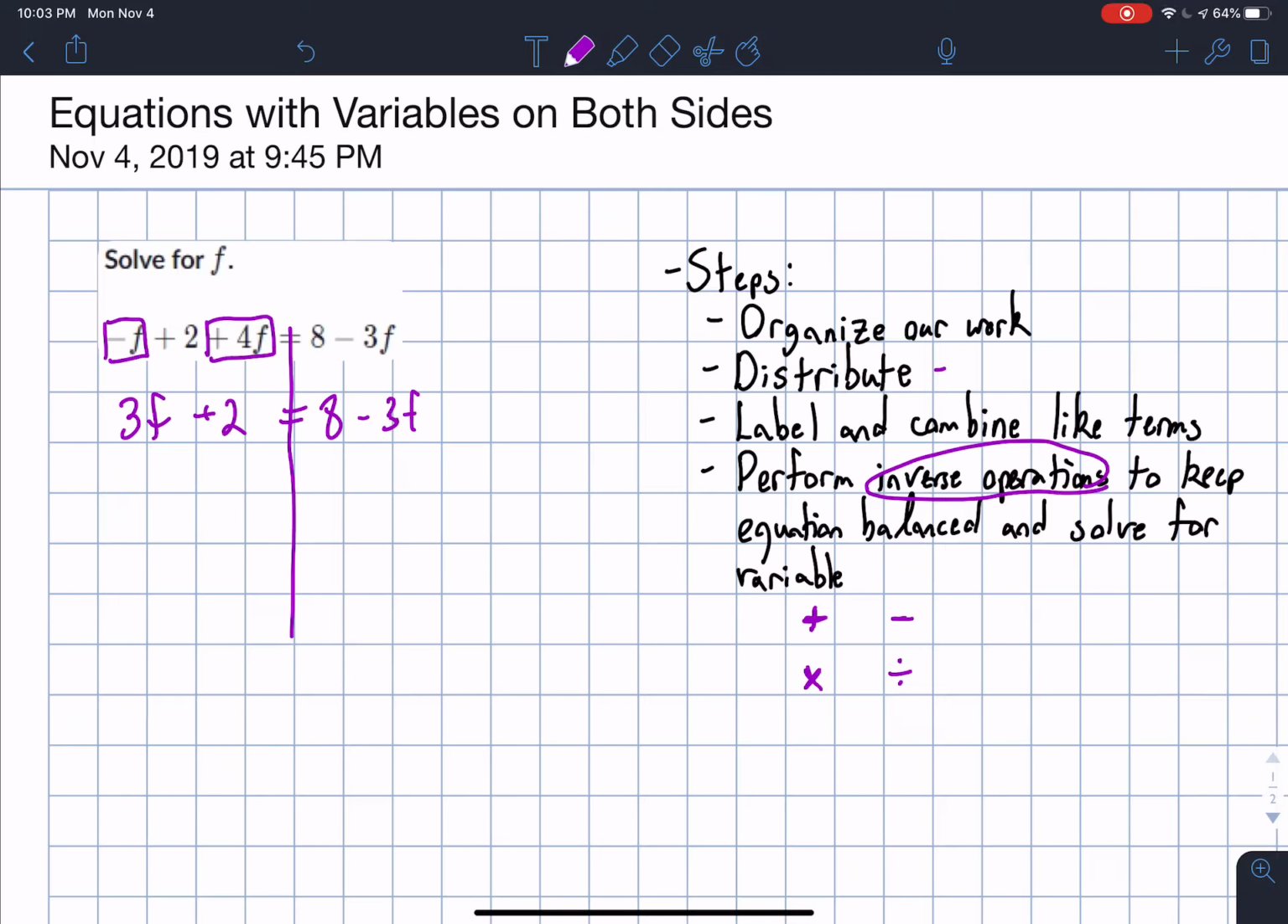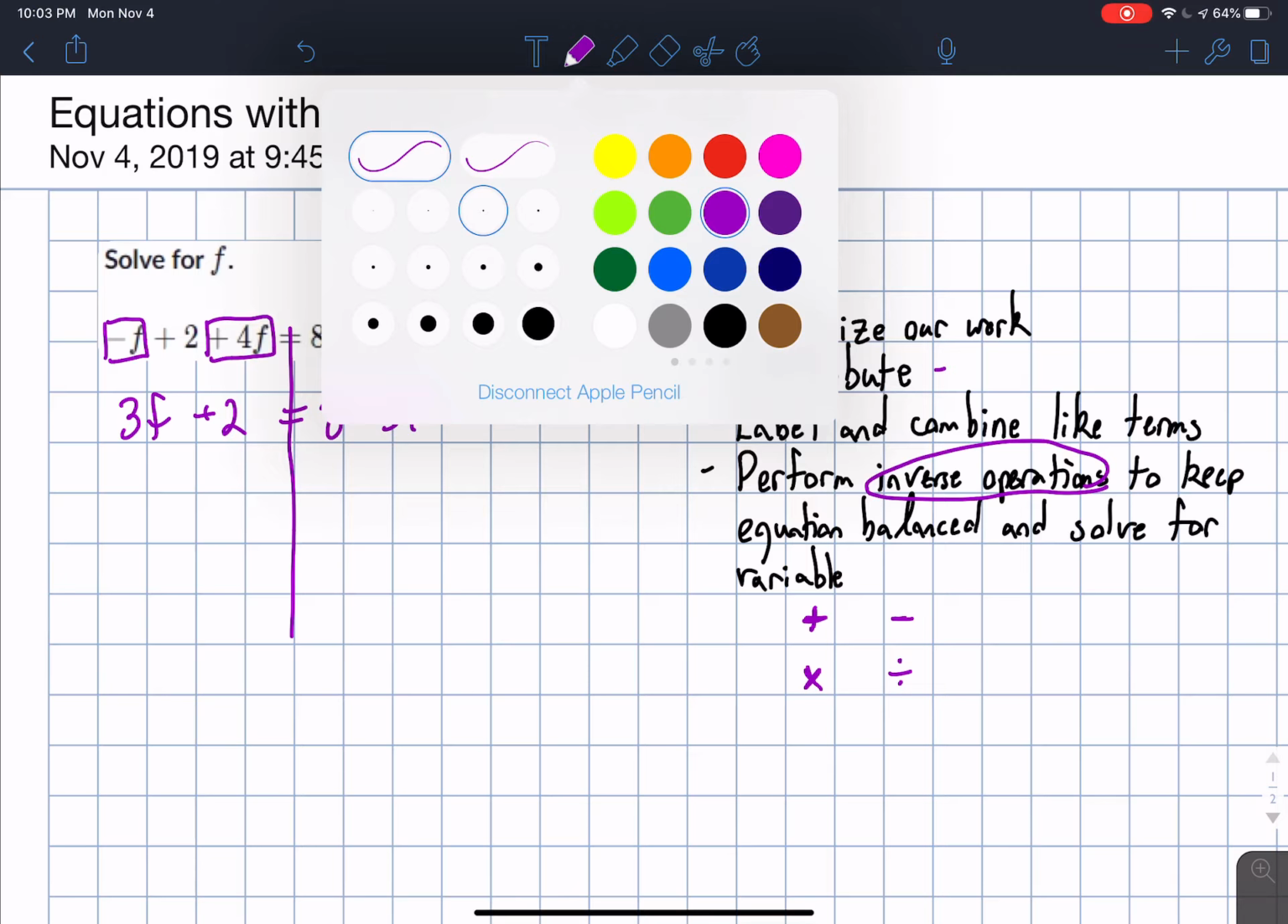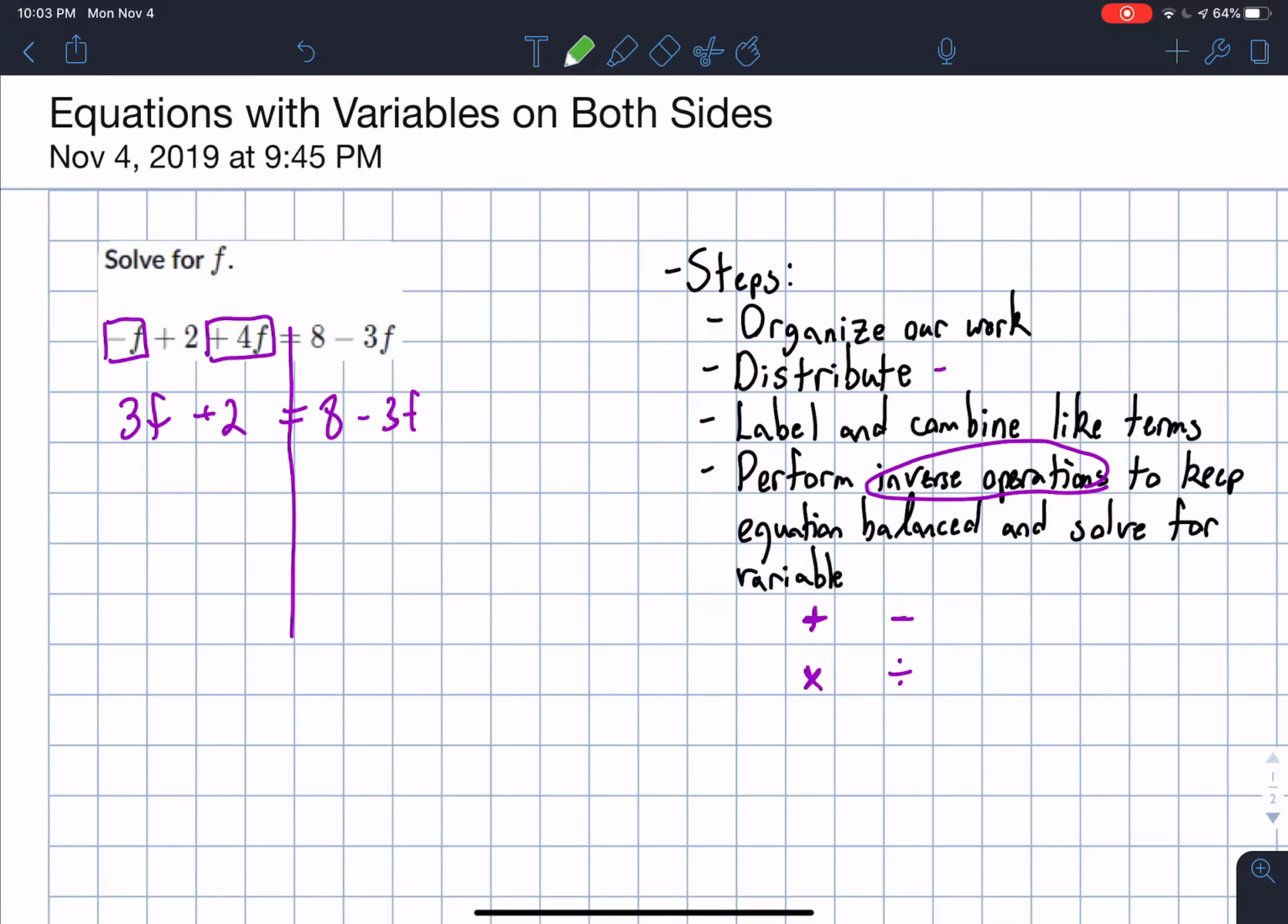So the first thing I'm going to do is switch to a new color. Let's do that nice green. I usually like to tackle my constants first. So I see this plus 2 and this 8. My goal is to isolate the variables. So I'm going to try to get this plus 2 off my left side. I'm going to do that by subtracting 2 from both sides to not only keep my equation balanced, but to also isolate the variable to solve for it.